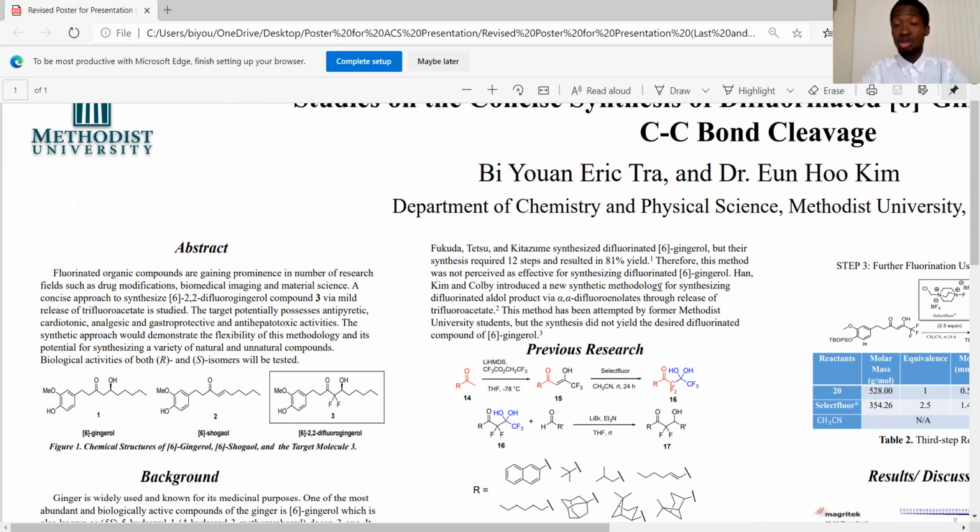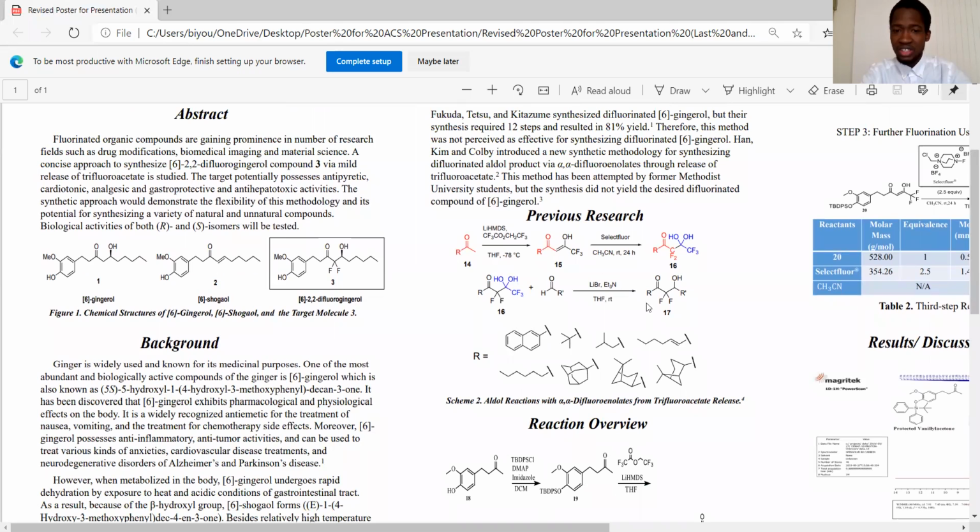So with that, Dr. Kim, who's my advisor, with his postdoc advisor, Dr. Colby, were able to introduce a new synthetic methodology for synthesizing difluorinated aldol product, which is difluorinated cisgengerol, via alpha-alpha difluoroenolate through release of trifluoroacetate. So that's a new route they came up with. And then some of the students at Methodist University followed this route of synthesis. And here was the route of synthesis.